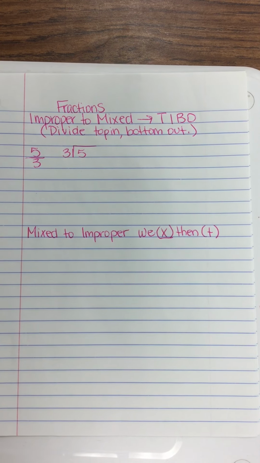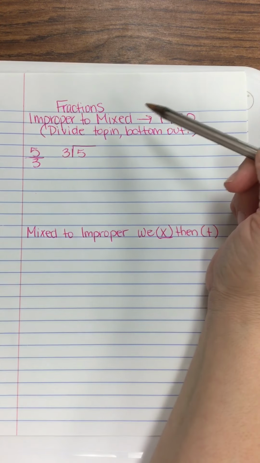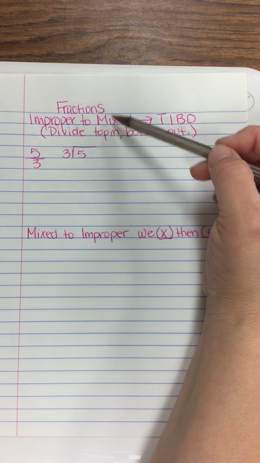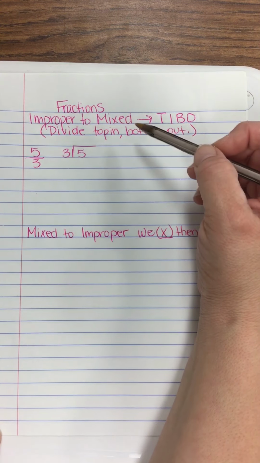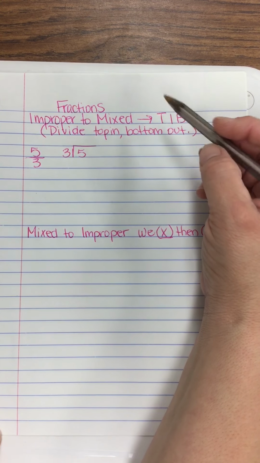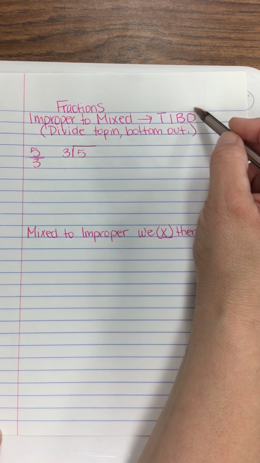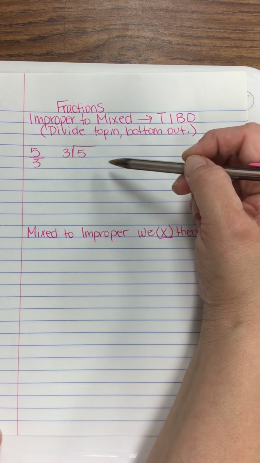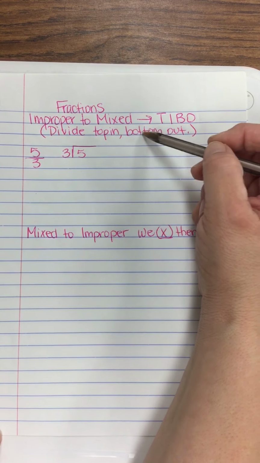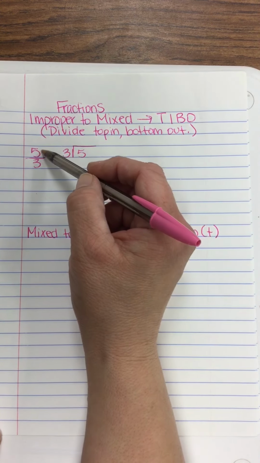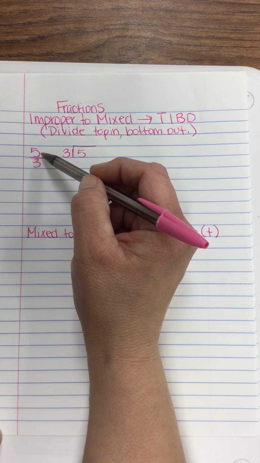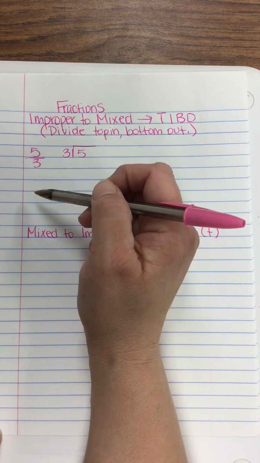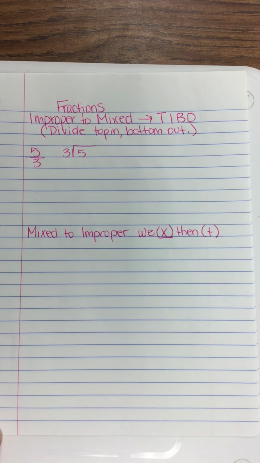Okay, so the one big thing I wanted you to take from the notes from yesterday to understand was improper to mixed fractions. When we are changing an improper number or improper fraction to a mixed number, we're going to "Tybo," and that just means divide. The top on the inside, bottom on the outside. So 5/3 is an improper fraction, okay, because 5 is bigger than 3. So that would not be the correct way to see a fraction.